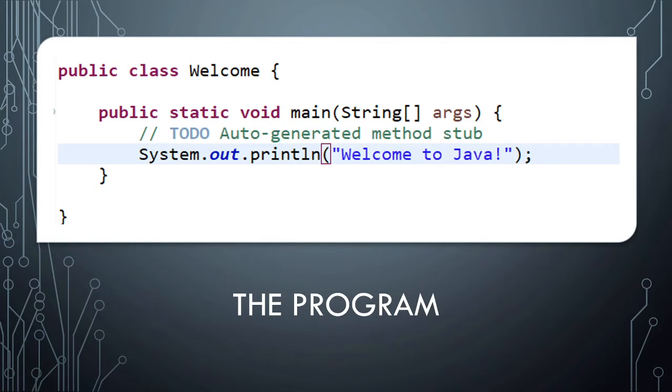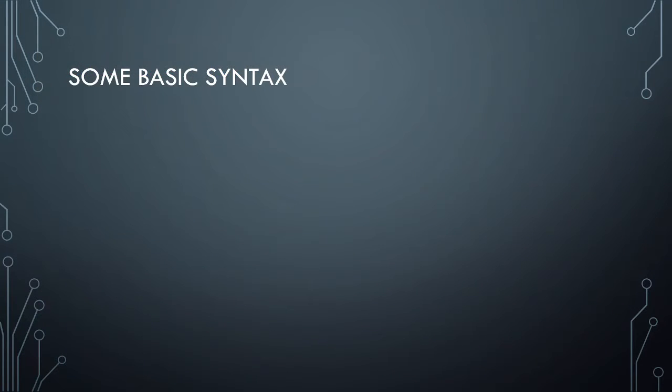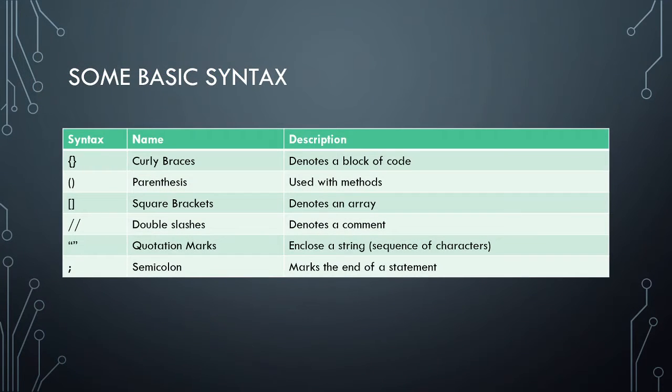But before we get started, we have to go over some basic syntax. So I have this chart here that goes over some of the basic syntax of the Java programming language. First, we start with the curly braces. This denotes a block of code. You usually see this at the end of a class statement or a method statement. That denotes that the code continuing is going to be a block of code. You also see this in if statements, but not all the time if you don't have to.